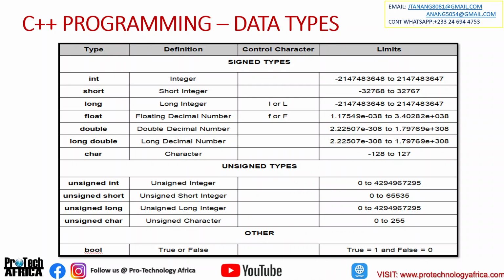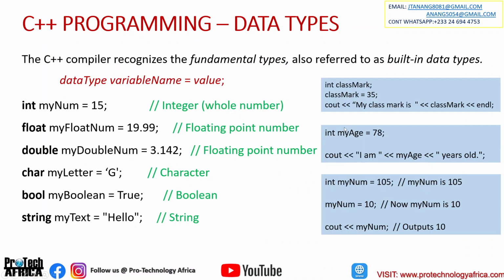And these are some things that govern the concept of object-oriented programming, and C++ also has these data types. These are some of the few data types we would consider in our concept. A C++ compiler recognizes the fundamental types, also referred to as the built-in data types. So we have some built-in data types, and then we have derived data types.